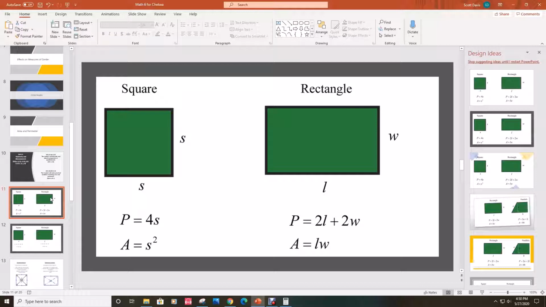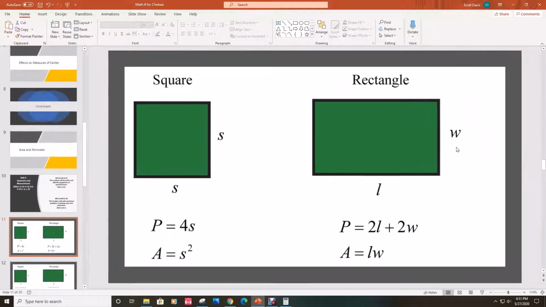Right here, we have a picture of a square and a picture of a rectangle. And here I've got our formulas listed. I know that whenever we're looking at any sort of math formula, it just looks like crazy business because of the way that it's worded sometimes.